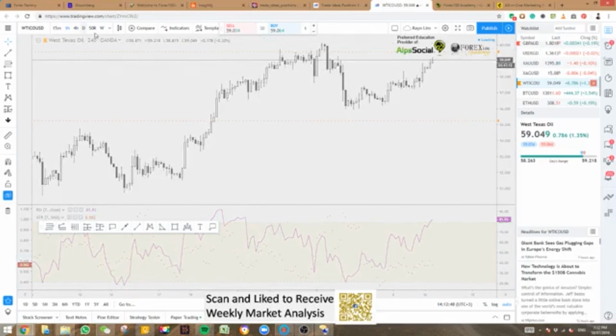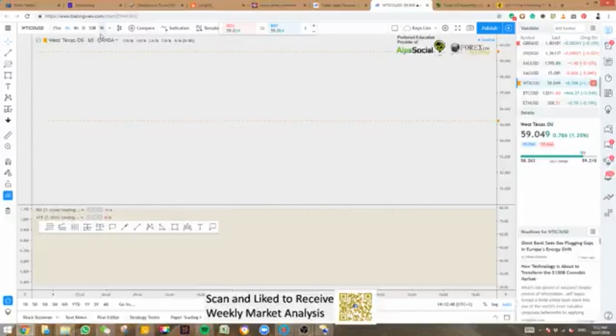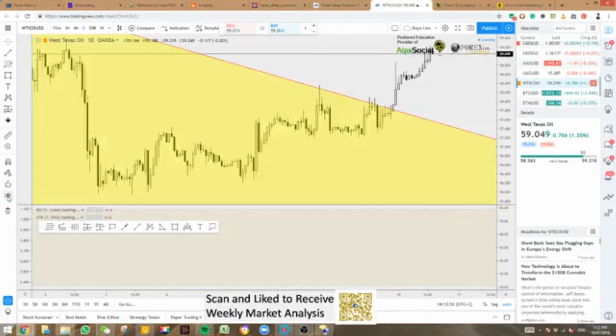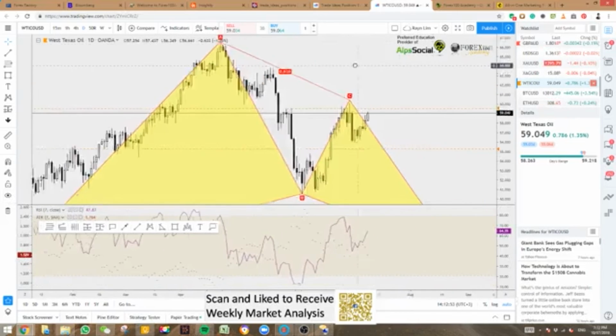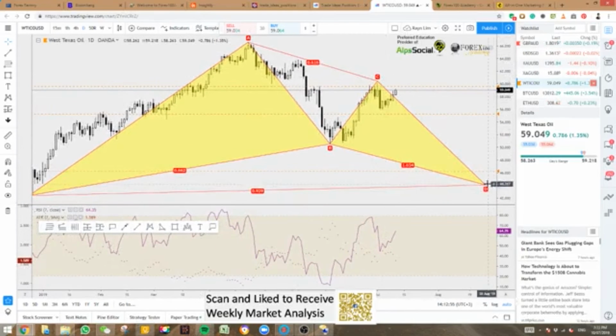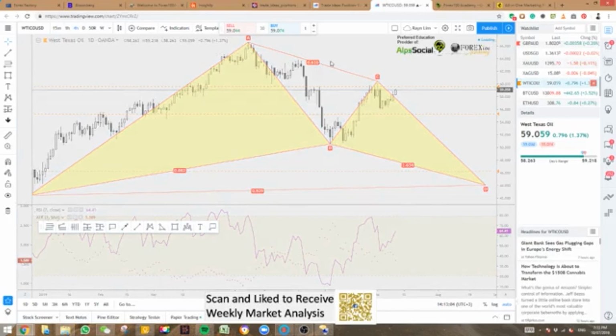To the 1 hour, back to the daily chart. On the daily chart, there is a buying opportunity on a Gartley at a much lower price, 44.11. Alright, so definitely not a trading opportunity anytime soon.